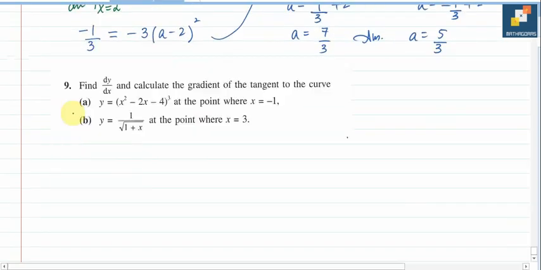It's question number 9. Find dy by dx and calculate the gradient of the tangent to the curve y equals (x square minus 2x minus 4) whole power cube at the point where x equals minus 1. Now that is a very traditional question we have attempted many times in this class and the last class as well. So give it a try by yourself, and the time for the first part is 3 minutes. Take your time, but make sure that you are on the right path from the start.